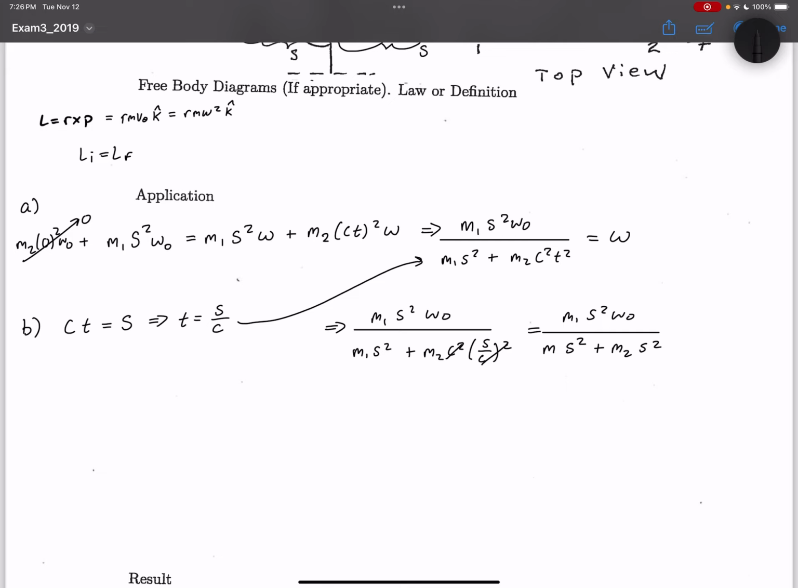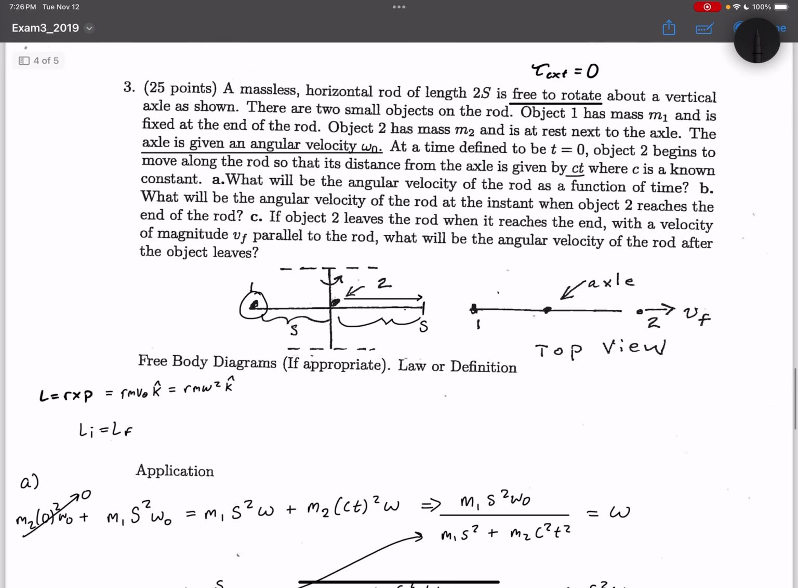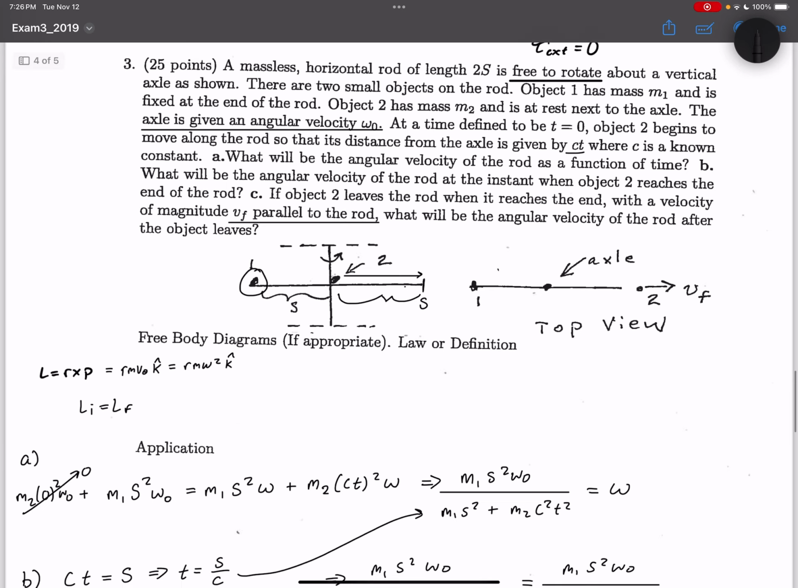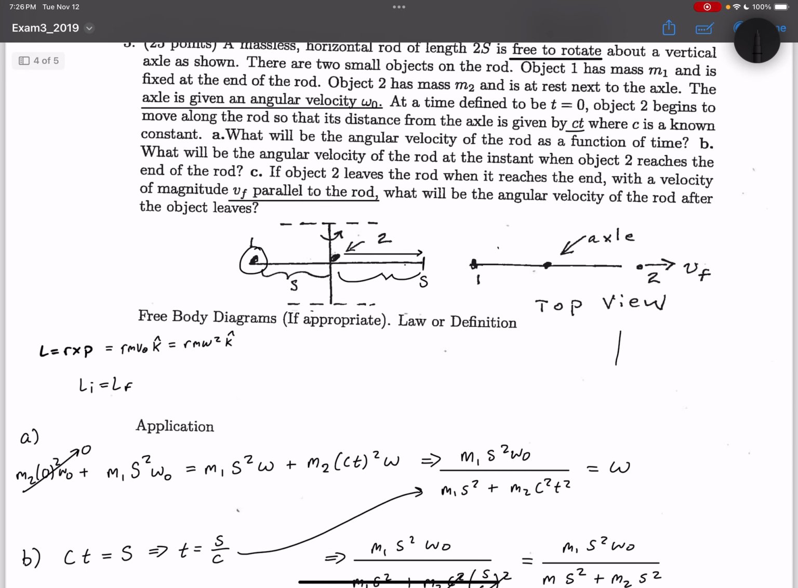And I guess you could cancel out the s squares as well if you wanted to. Okay, part C. Part C is asking, what if object 2 leaves the rod when it reaches the end with a velocity of magnitude vf parallel to the rod, what will be the angular velocity of the rod after the object leaves? Okay, so this is the top view, and so we have that the rod is moving in this radial direction, or tangential direction, and then we have a radial direction out.